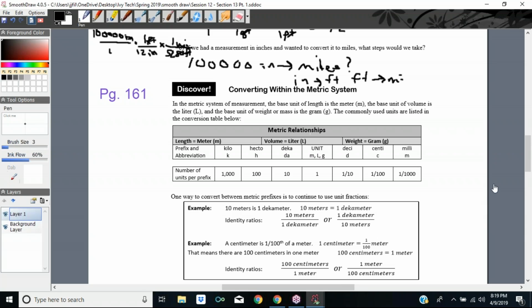On page 161, we're looking at converting within the metric system. Now, the metric system is all based on multiplying and dividing by 10 or moving the decimal. So when you multiply by 10, you move the decimal to the right. When you divide by 10, you move the decimal to the left, and that's what this chart represents.